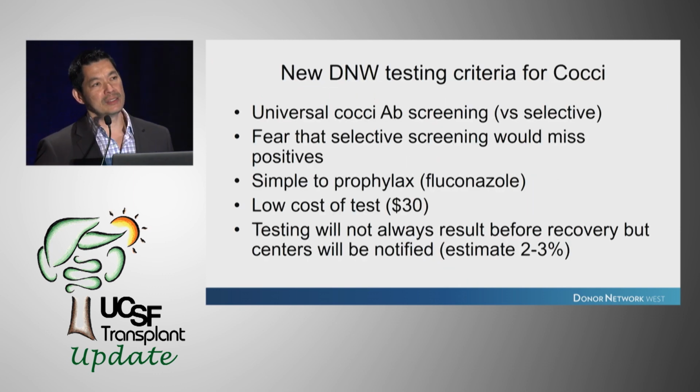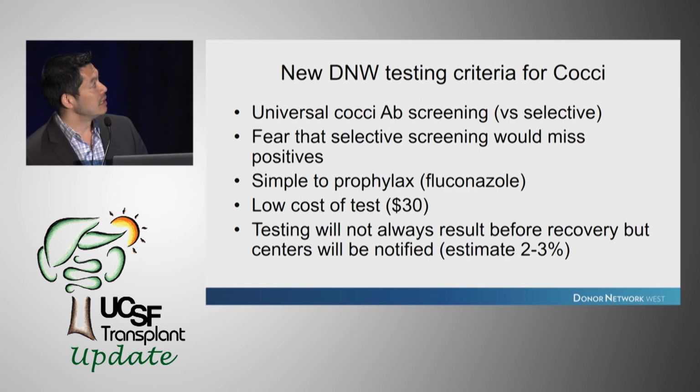But this was brought to the medical board, and the question was, should we still continue to do targeted screening? Because some of the individuals who were potentially Cocci antibody positive didn't currently reside in the endemic area. And of course, our population is very mobile, and we can't really discern exactly geographic risk. So the board decided to do universal Cocci antibody screening instead. And it was due to a few reasons.